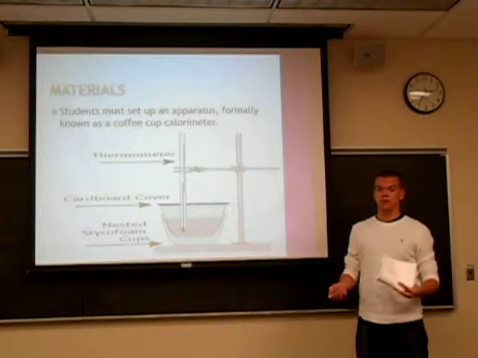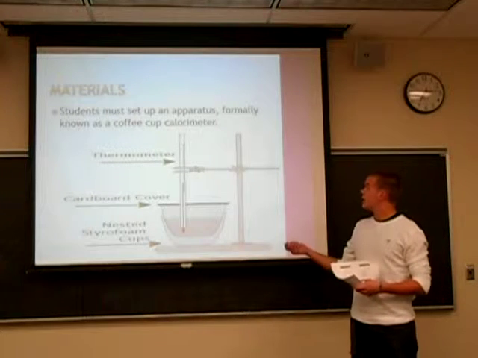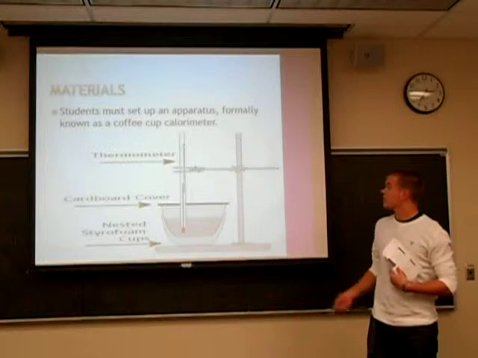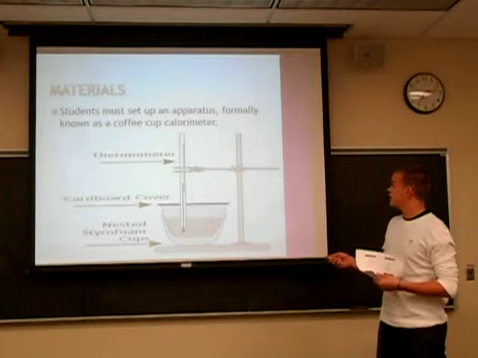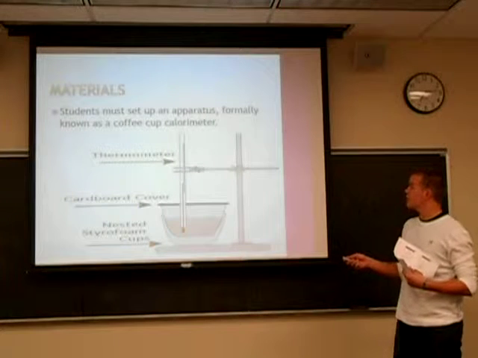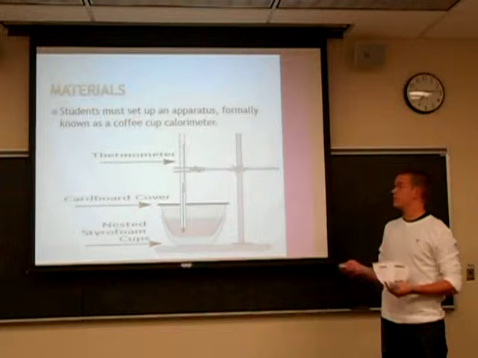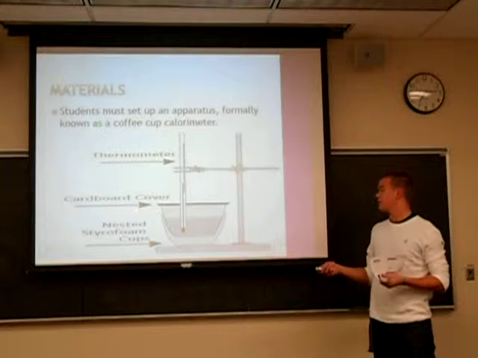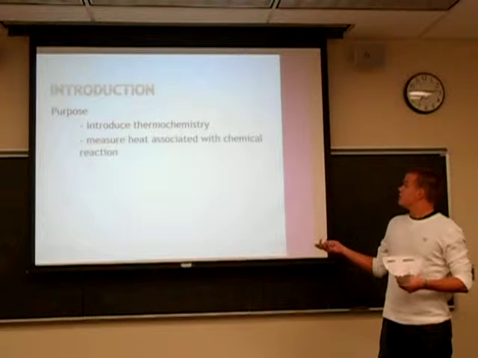Materials. The first thing you need to do when you get into the lab is make the apparatus behind me, known as the coffee cup calorimeter. I think that's how you say it. To make this, you need a ring stand, a clamp, the thermometer, and two styrofoam cups on top of each other. You really don't need a cardboard cover, but it's the only picture I can find.